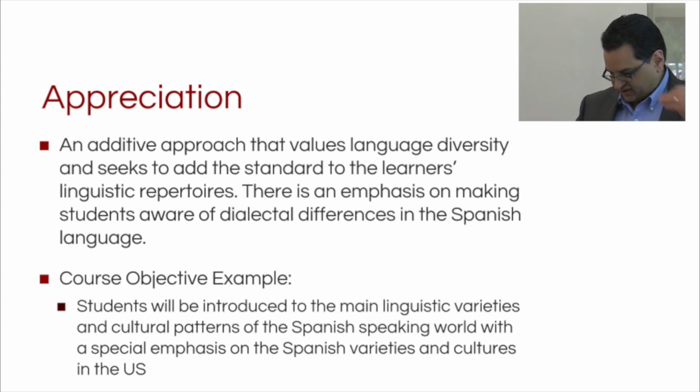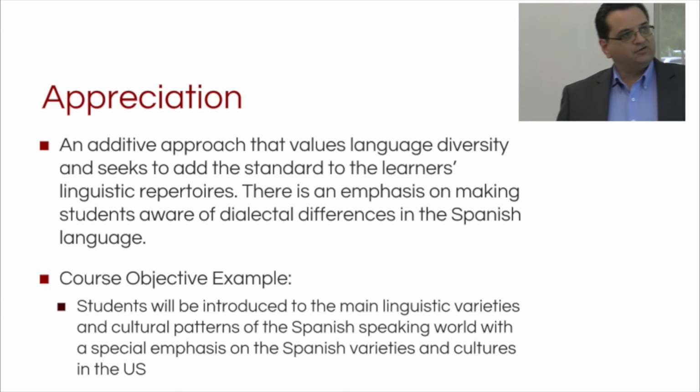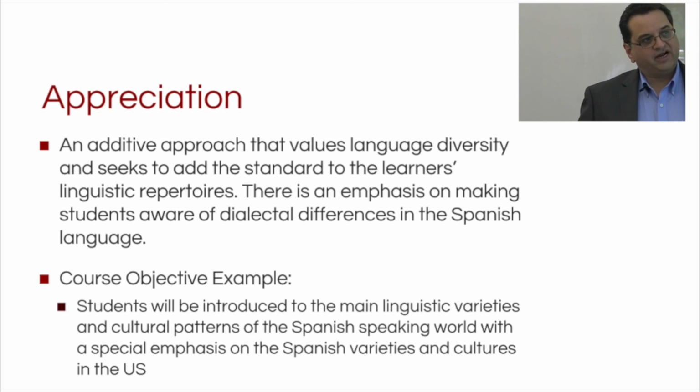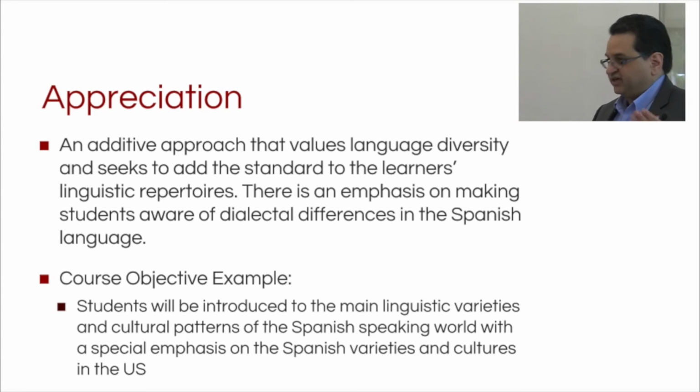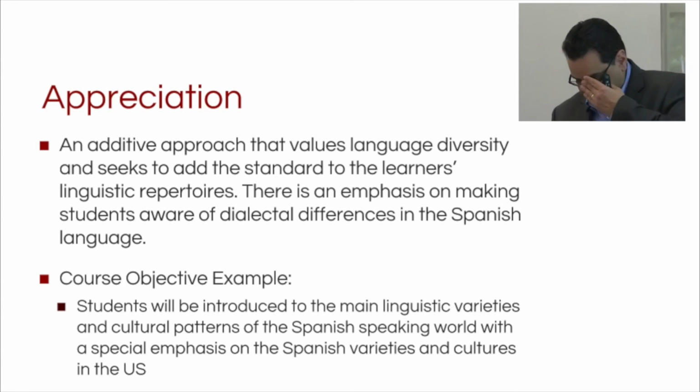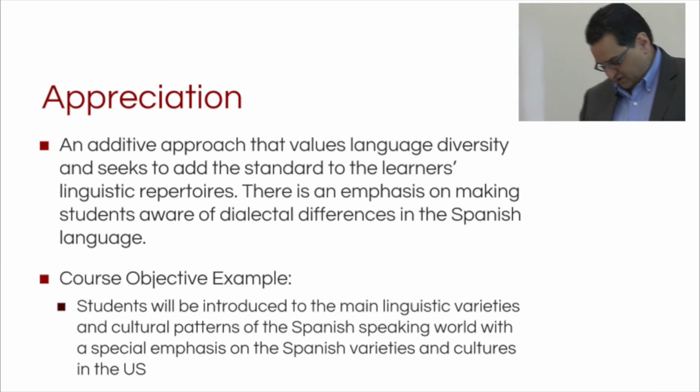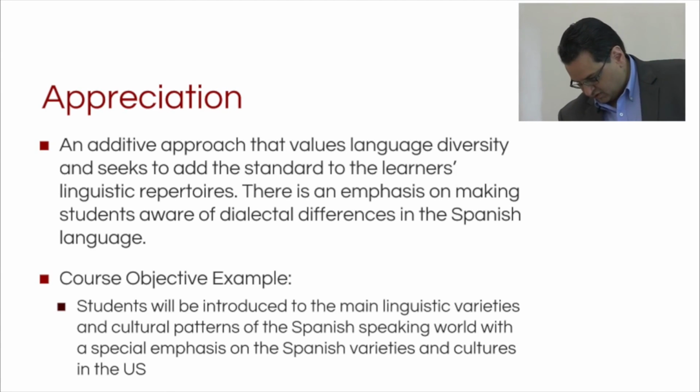So a course objective example: students will be introduced to the main linguistic varieties and cultural patterns of the Spanish-speaking world, with a special emphasis on the Spanish varieties and cultures in the U.S., right? So that's kind of recognizing and acknowledging these distinctions of varieties without necessarily instructing or utilizing them.